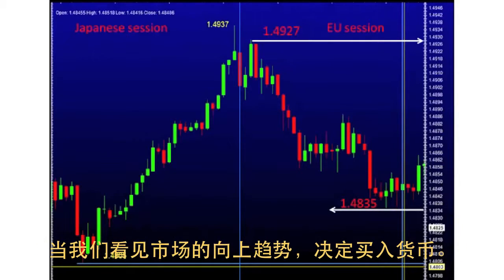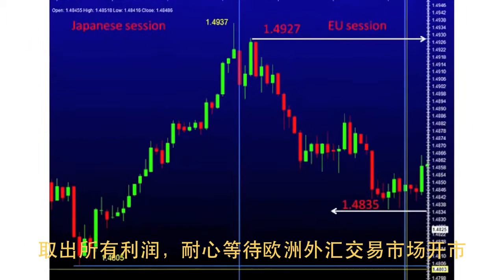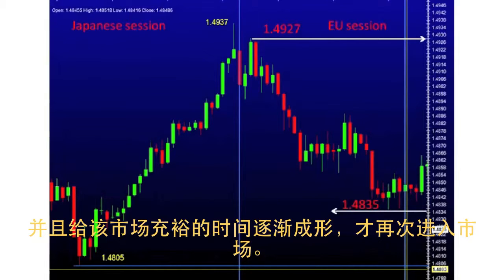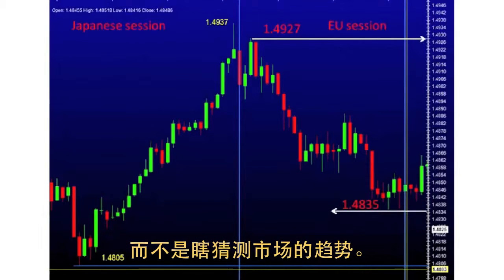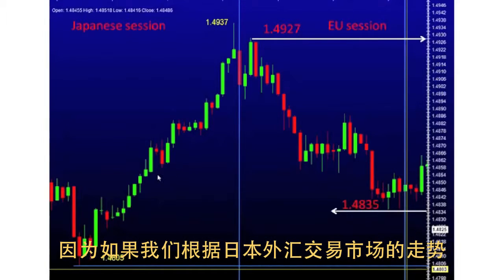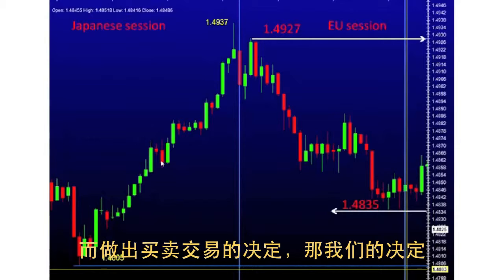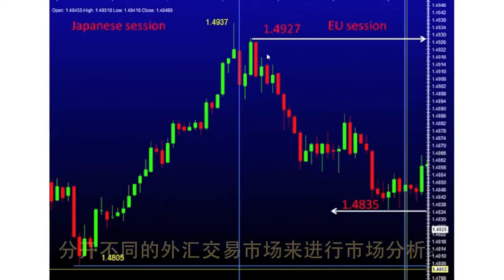If we separate each session, for example, the Japanese session, as we saw the trend moving higher, we decided to buy. And towards the end of the Japanese session, we stopped trading, took in whatever profit we had, and allowed the European session to start and gave the market enough time to develop before we thought about placing any more trades. Our success ratio would probably be a lot better than just trying to anticipate the price movement or guessing, as you've seen in this example. If we would have bought based on the Japanese session and the information of the price movement, we would have been wrong. So it's very important for us to separate each session.